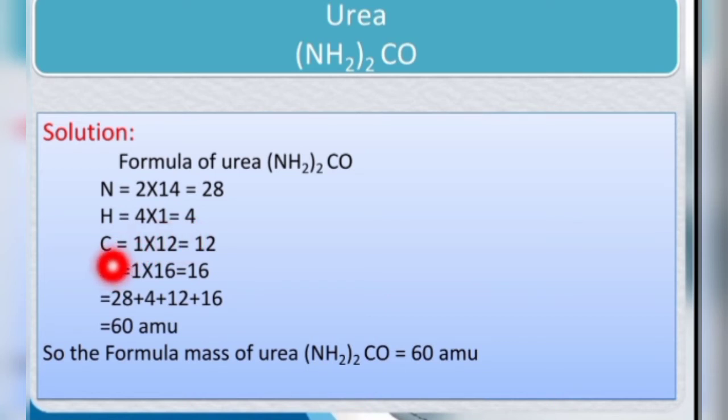Carbon. The atomic mass of carbon is 12 and the atomic mass of oxygen is 16. Last, simply add up these atomic masses: 28 plus 4 plus 12 plus 16, and we will get the answer 60 AMU. AMU, atomic mass unit. So the formula mass of urea is 60 AMU.